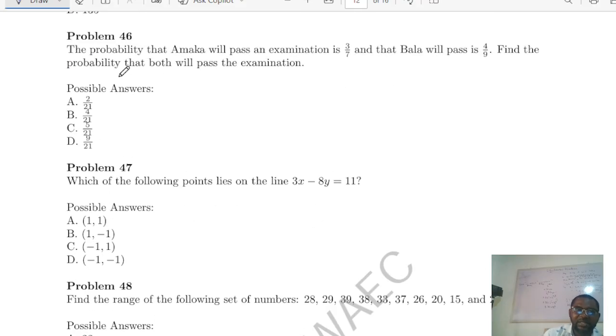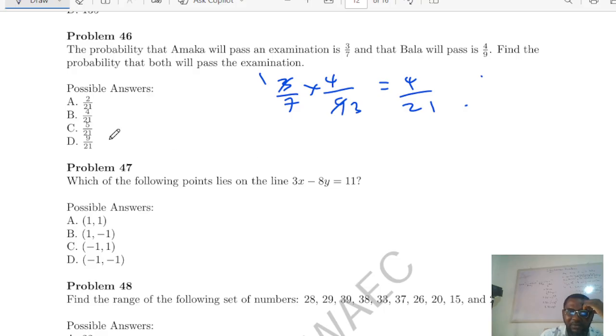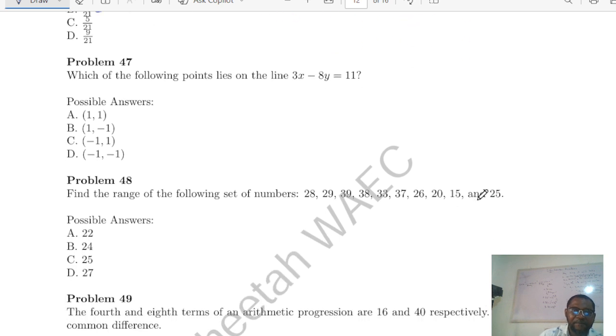Now, number 46. The probability that Amaka will pass an exam is 3/7, and that Bala will pass is 4/9. Find the probability that both will pass the exam. That's just 3/7 times 4/9. If both will pass, this is what it is. So 3 here 1, 3 here 3. So the answer is going to be 4/21. That's the answer. 4/21, which is B. Once both is going to pass, then you do it that way.